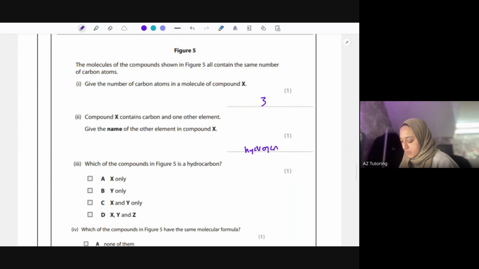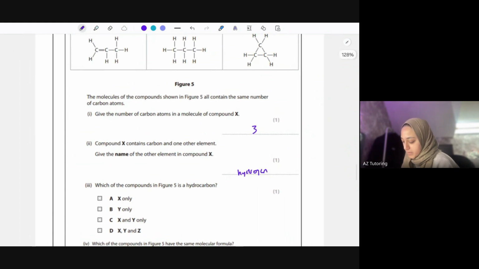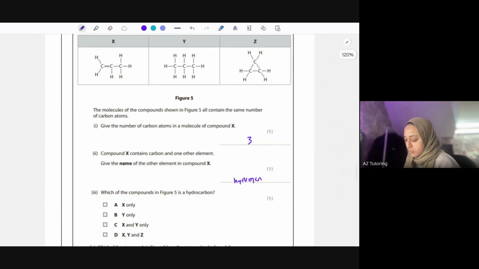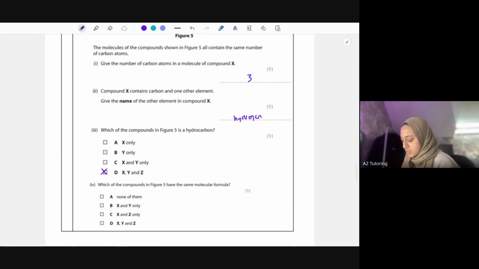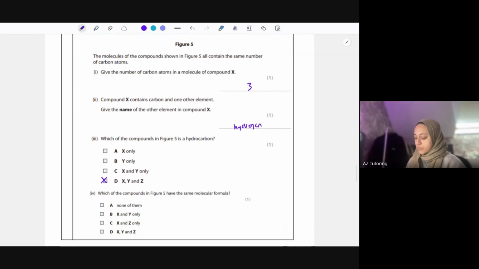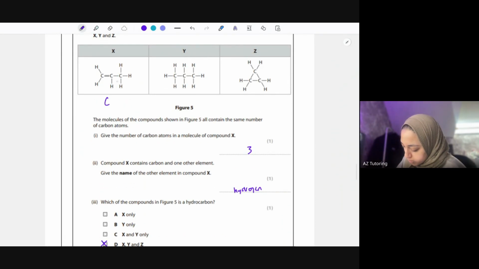Which of the compounds in figure 5 is a hydrocarbon? All of them are hydrocarbons because they all just contain hydrogen and carbon. So all of them are, so X, Y, and Z. Just cross that one. Which of the compounds in figure 5 have the same molecular formula? So how many carbons and hydrogens do each of them have? So this has 3 carbons and 1, 2, 3, 4, 5, 6 hydrogens. This has 3 carbons and 1, 2, 3, 4, 5, 6, 7, 8. This has 3 carbons and 1, 2, 3, 4, 5, 6. So it's X and Z that are the same.